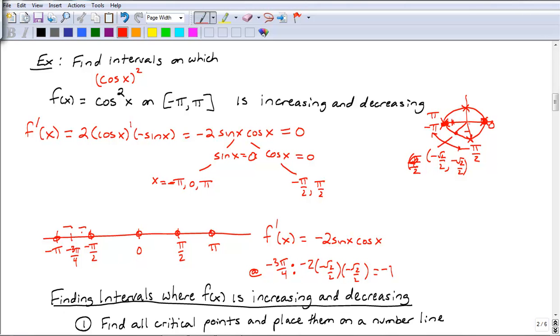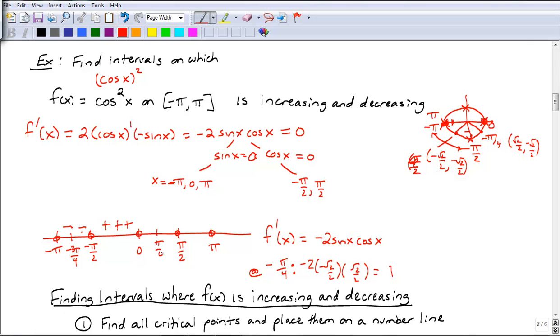Between 0 and negative pi over 2, I could plug in negative pi over 4. Remember, it's root 2 over 2, root 2 over 2 again, except now the cosine will be positive because the x value is positive. The sine will be negative. At negative pi over 4, the cosine is positive root 2 over 2. The sine is negative root 2 over 2. When I multiply this all together, the two negatives make it a positive 1. So it's the same answer, but in here it'll be positive.